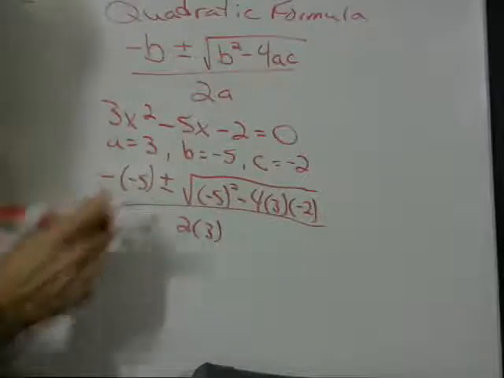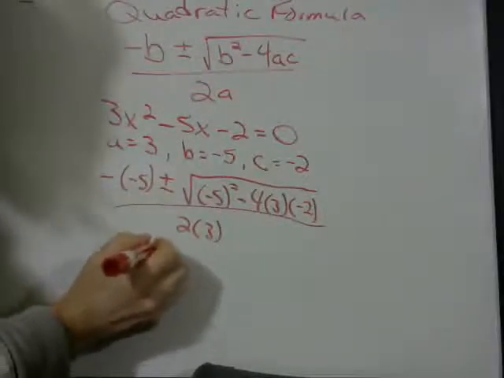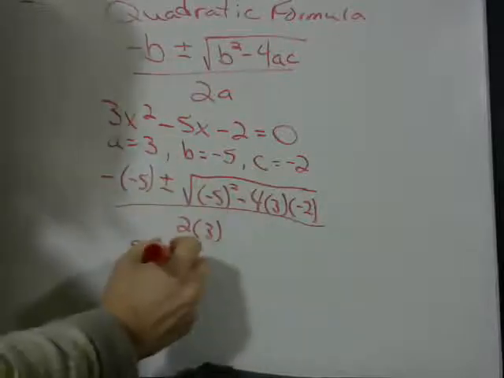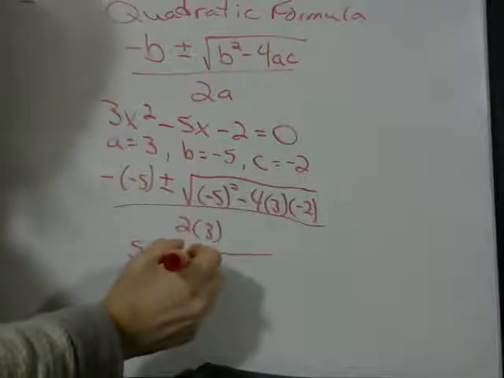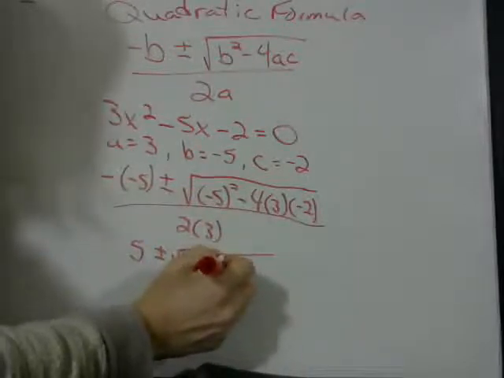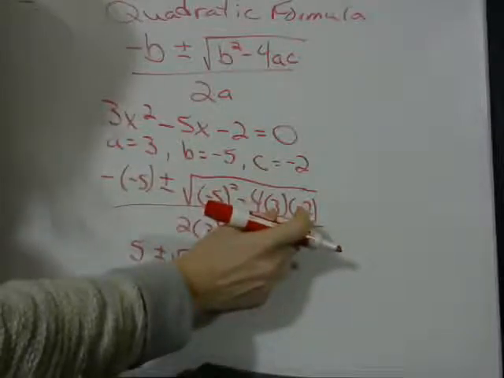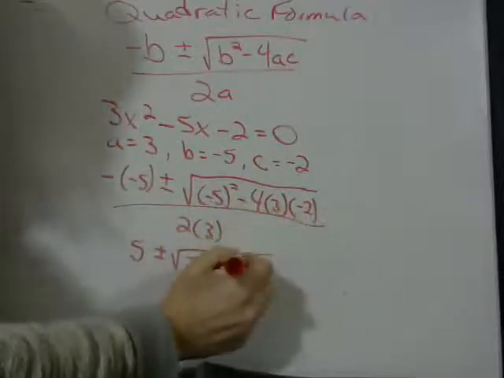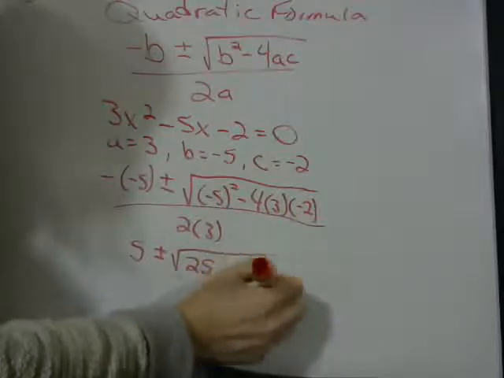What's negative negative 5? Two negatives make a positive, so that's a positive 5 plus or minus the square root. Negative 5 squared. Negative 5 times negative 5 is 25. Minus, what's 4 times 3? It's 12. Times negative 2 is negative 24.